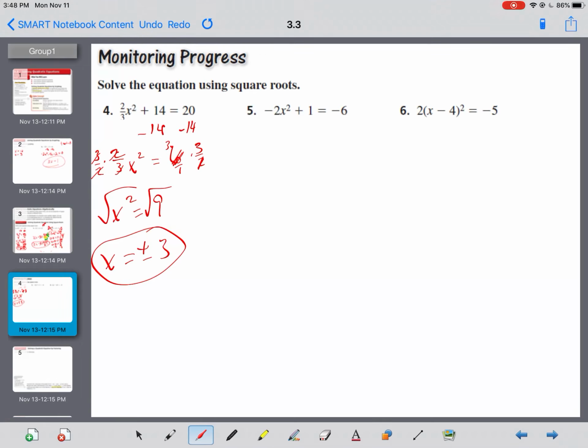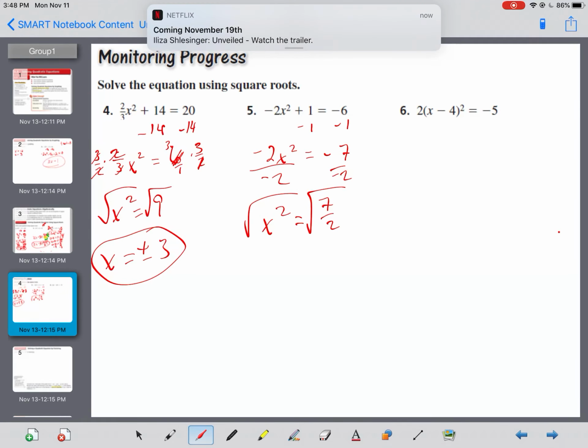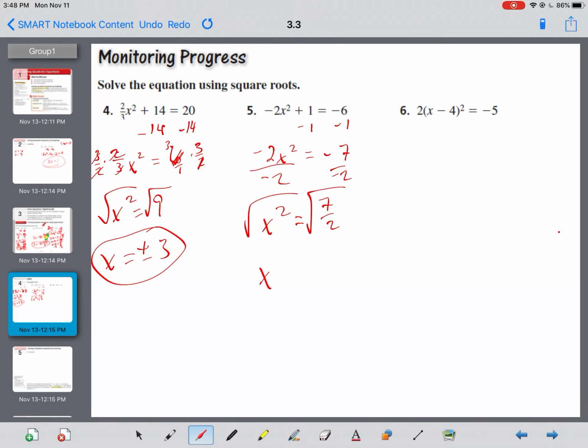Give 5 a chance. Okay, here we go. Subtract 1. Negative 2x squared equals negative 7. And there you're thinking, there's a negative there, but be careful. Negative 2, x squared equals 7 over 2. Square root. x squared, nope, square rooted. Now it's just an x. x equals plus or minus square root of 7 over square root of 2.